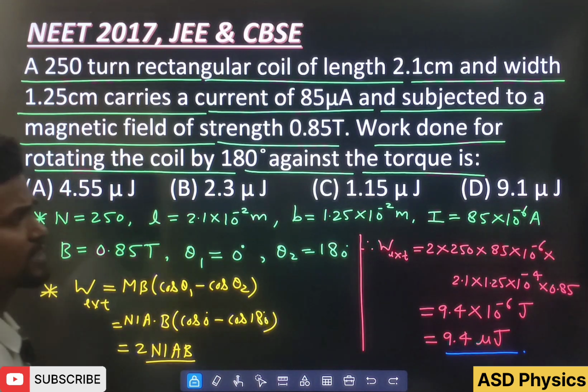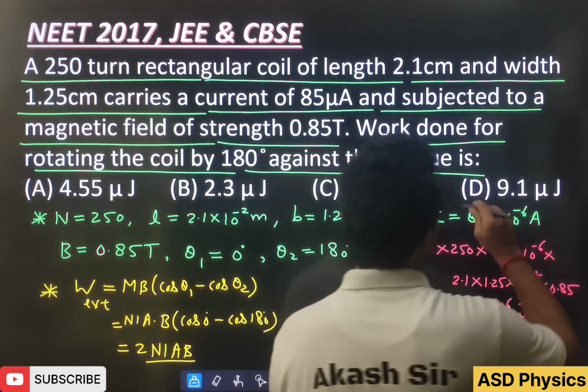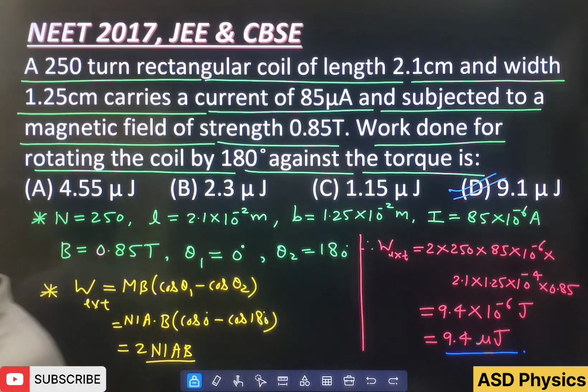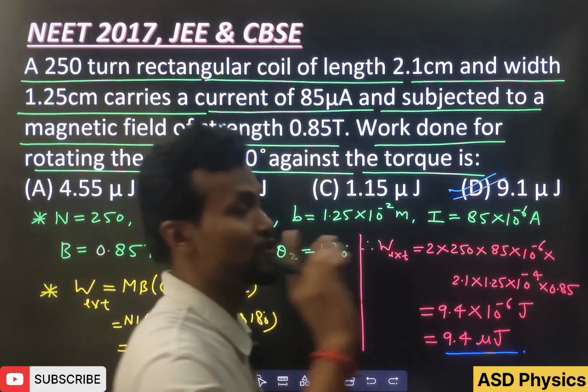So here you can see there is no option 9.4, so we'll choose the nearby option. Option D, 9.1 microjoule. Is it? Everything we have put into the SI, so the answer will come in an SI unit, is it?